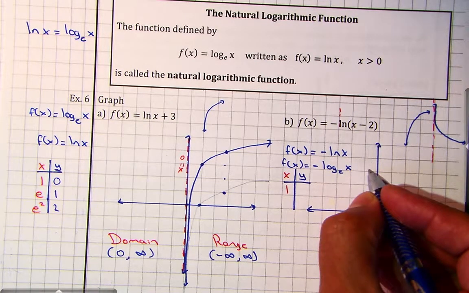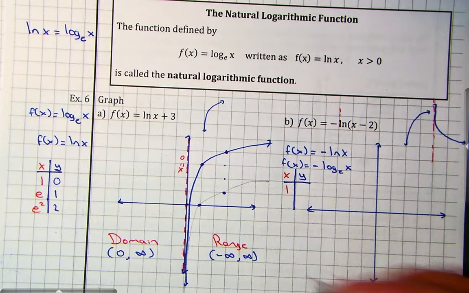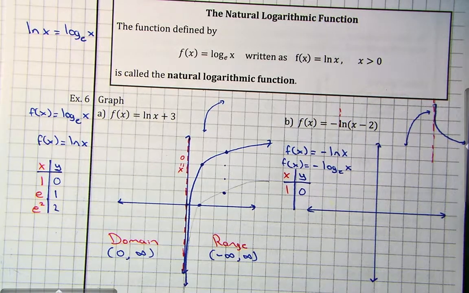E to what exponent gives you 1? E to the 0 power. Anything to the 0 power gives you 1. So that will always be your first point.